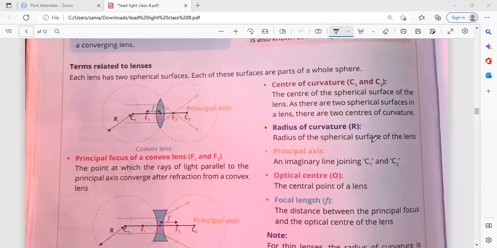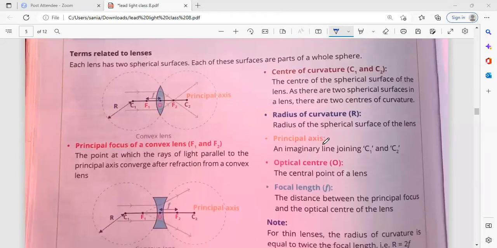Then the radius of the spherical surface of the lens, which is R. Then the principal axis, an imaginary line joining C1 and C2. See, this is the principal axis. Why is it known as the principal axis? Because it's an imaginary line. It's not actually there, but it's the imaginary line. Okay, this is the principal axis.